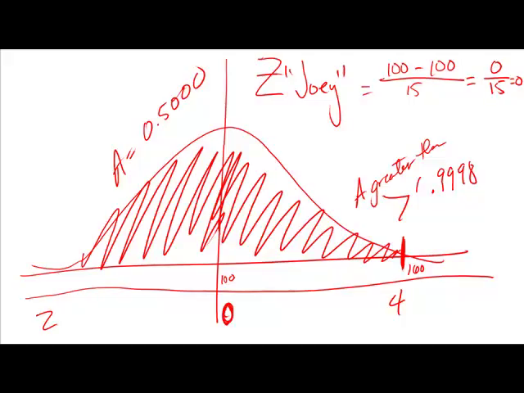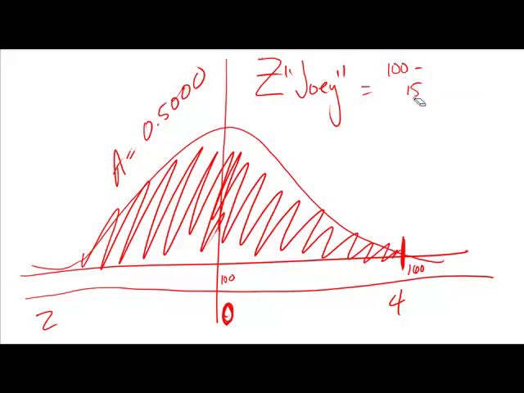Okay. Let's do Jake. Jake takes the SAT test. Jake gets an 80. We know the average is 100. We know that standard deviation is 15. We do the math. Negative 20 divided by 15 equals negative 1.25.